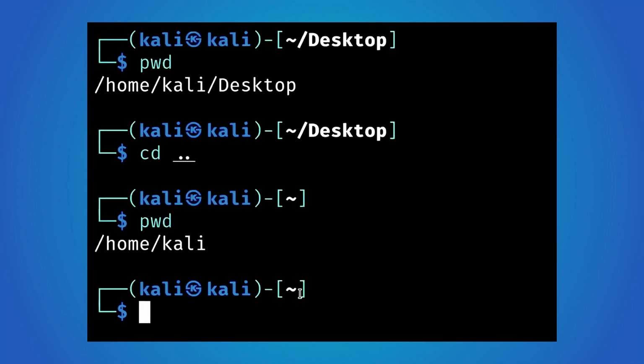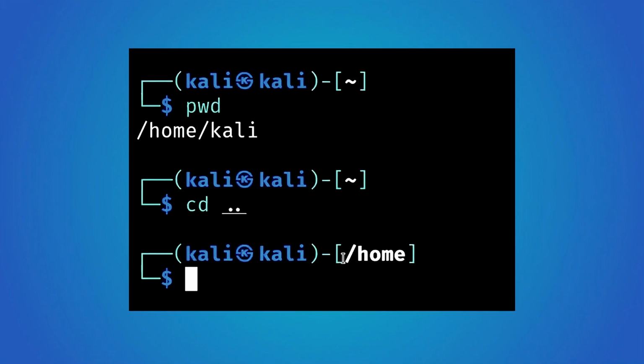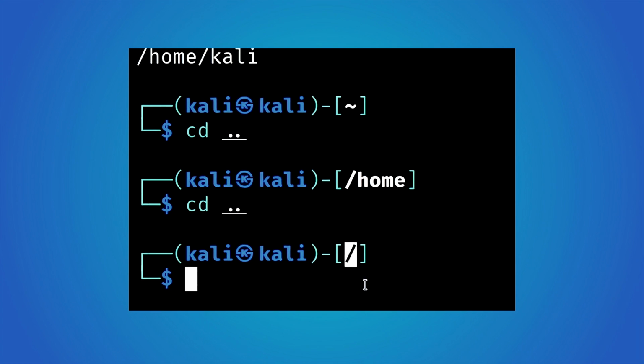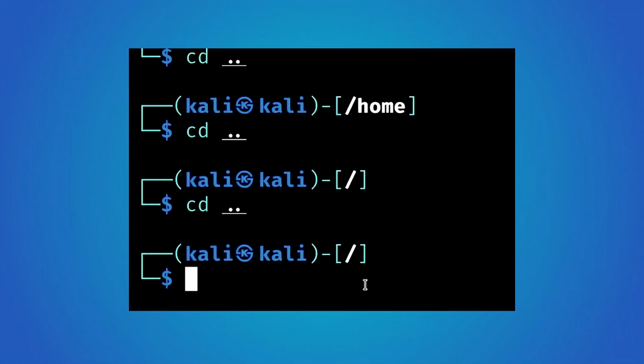But I wonder where we will end up if we keep going back in the terminal. Let's find out. Cd dot dot. Okay, so we are now in the home directory. Let's try cd dot dot once again, and now we are in this forward slash directory. Now if we try to go back once again, you'll notice that we're still in this forward slash directory. So why is that? Well, that's because we have reached the end.